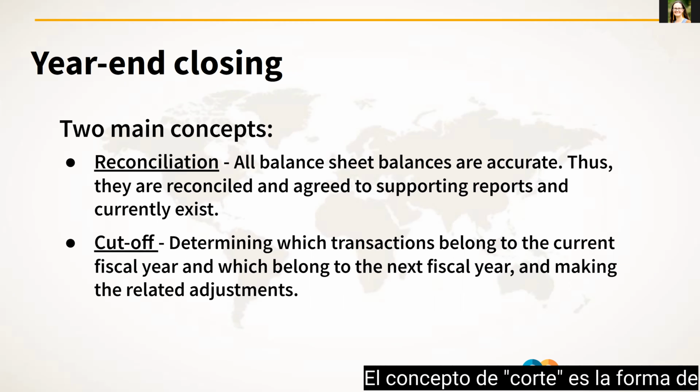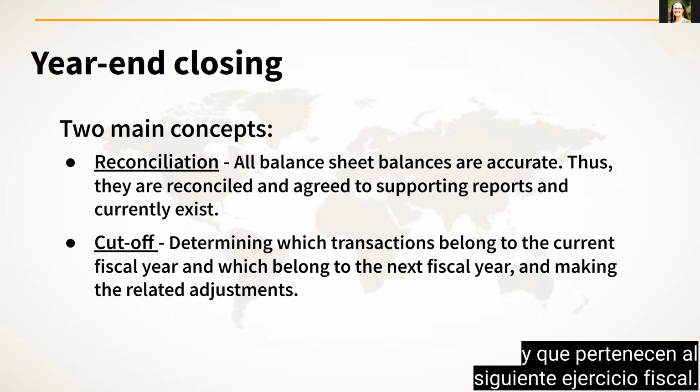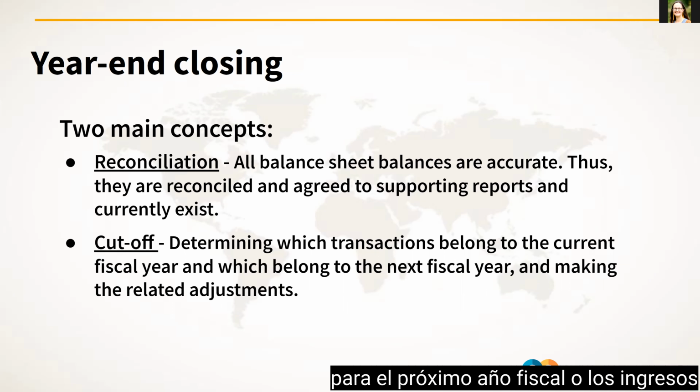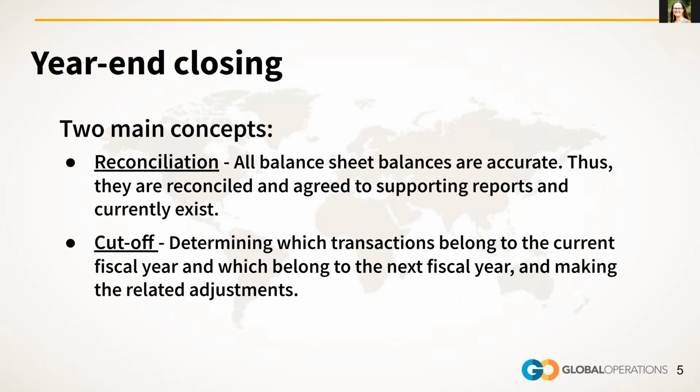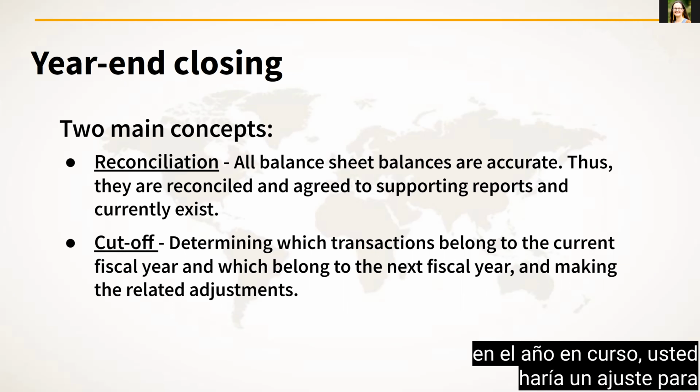The concept of cutoff is how you determine which transactions belong to the current fiscal year and which belong to the next fiscal year. And then you make the related adjustments. So if you have prepaid expenses for the next fiscal year or income you've received for next fiscal year, you would have to make adjustments, even though you've already recorded it in the current year.